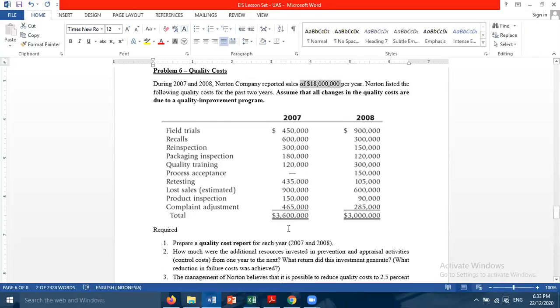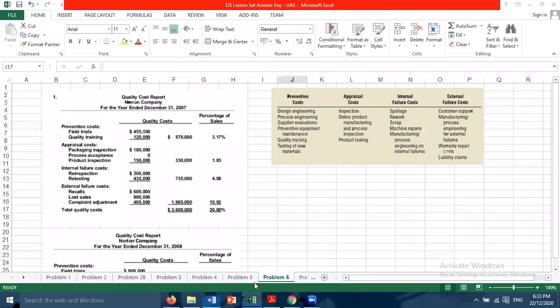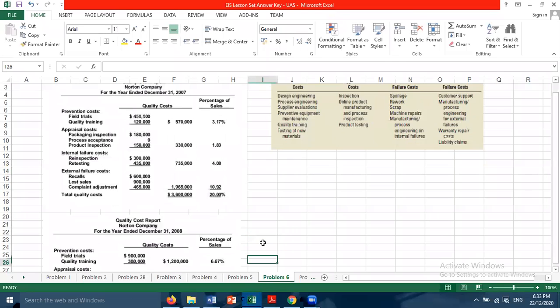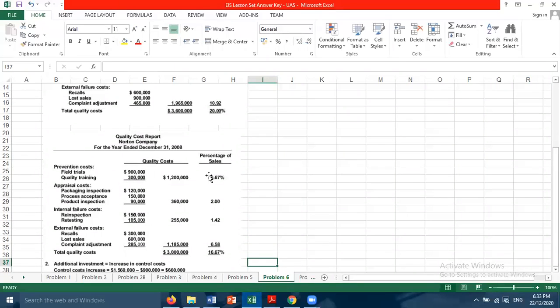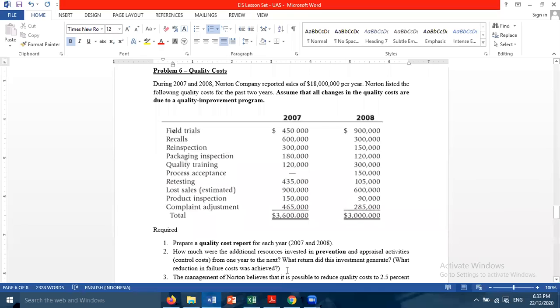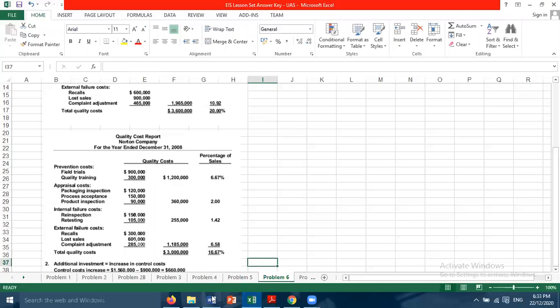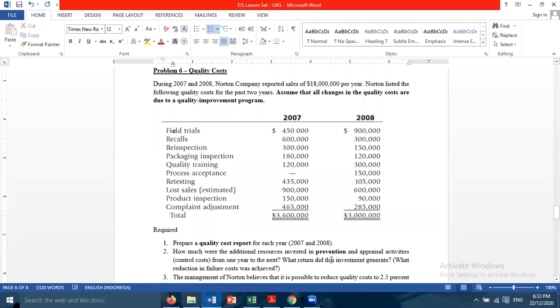Now, that's only for 2007. Here we're asked to make 2008 as well. So no difference. We just need to do the same thing, and we'll get this result here. Remember, make sure that the total quality cost is the same as the question, which is 3 million. Okay, so that's practically number one. All we need to do for number one is categorize them and find the percentage of sales of the quality costs in proportion to the revenue or sales.